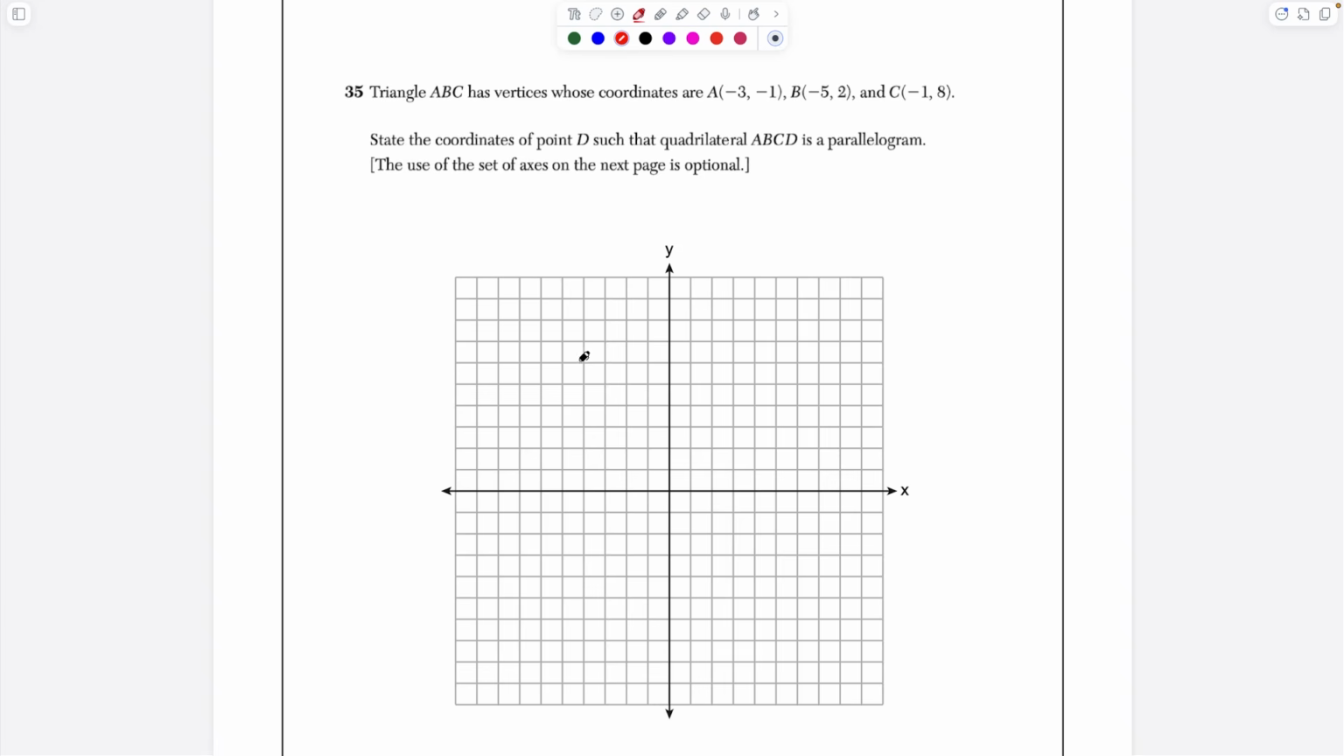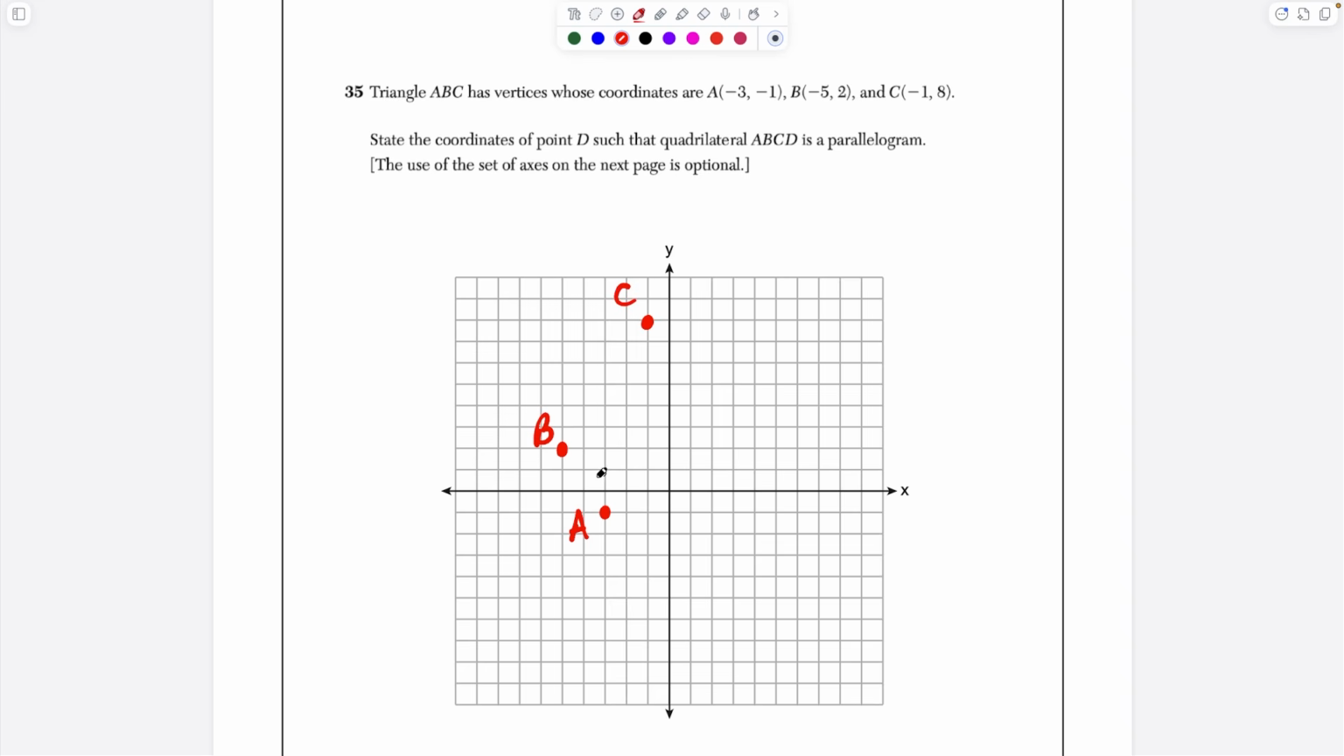When they give you the set of axes, I highly recommend that you use them because it really helps you come up with a good strategy for the proof part of the question. So I'm going to start by plotting A is at (-3, -1). So that's 1, 2, 3 to the left, and then down 1. So here's A. B is at (-5, 2). So I go to the left 5 and up 2. And then point C is over 1 to the left, and then up 8 over here.